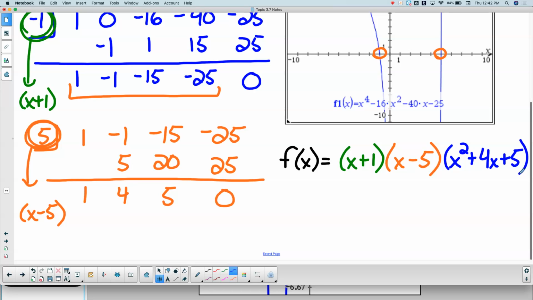Is x squared plus 4x plus 5 factorable? Yes? You think so? To what? X plus 1, x minus 5. Problem with that is then you've got -5 times +1, which is, oh, never mind, negative.